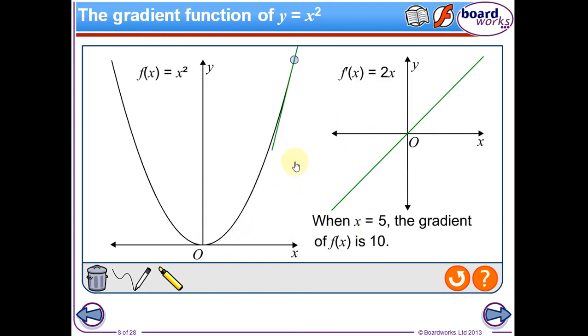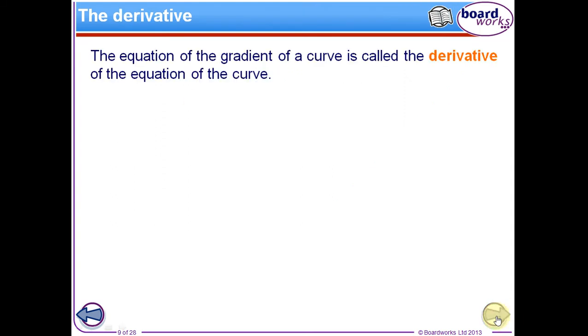What about when x equals 5? When x equals 5, then you have 2 times 5, that is 10. But the first thing you have to do is to differentiate. I will still take you through that later, okay?